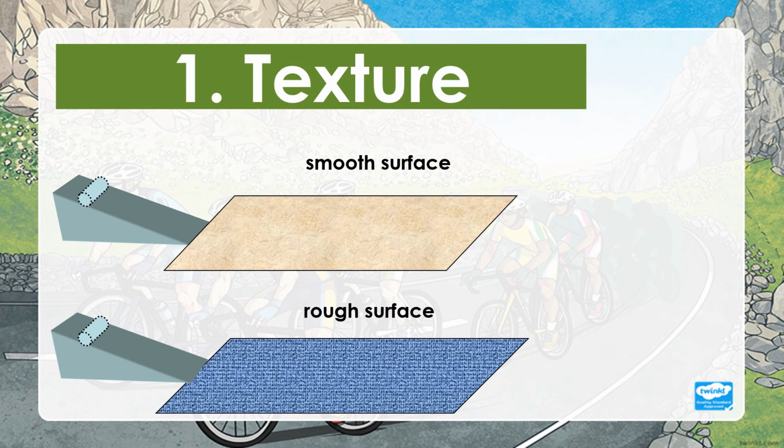Number one, texture. Here we have a smooth surface and a rough surface. We also have two cylinders. Let's see what happens when these cylinders roll on different kinds of surfaces.